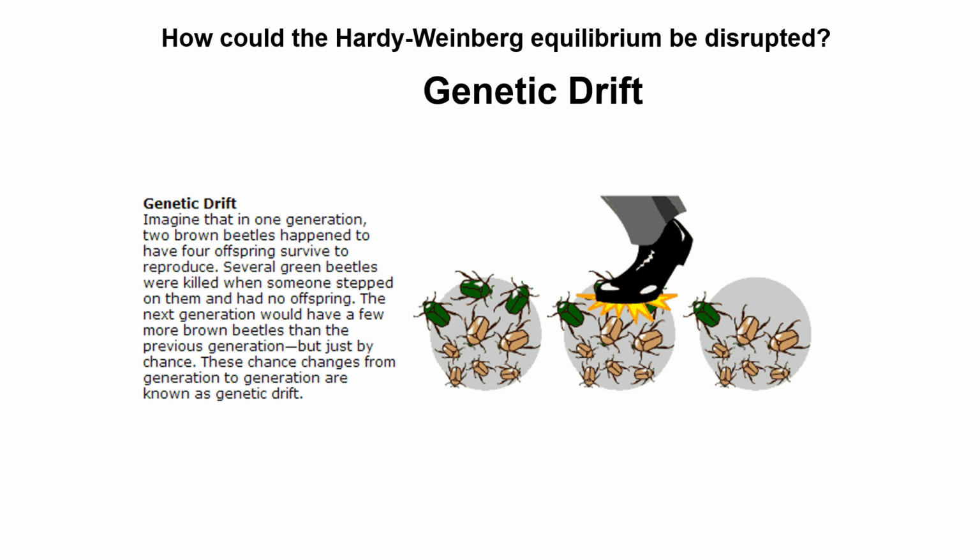Here, for example, by chance, an individual could step on the green beetles, so that those alleles don't get passed on to the next generation. This is purely random. So over time, as a result of the green allele being eliminated from the population, the brown or tan allele and phenotype becomes more predominant.